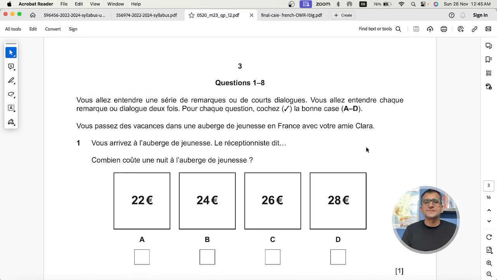Cambridge Assessment International Education, March 2023 examination in Question 1 à 8. Vous allez entendre une série de remarques ou de courts dialogues. Vous allez entendre chaque remarque ou dialogue 2 fois.